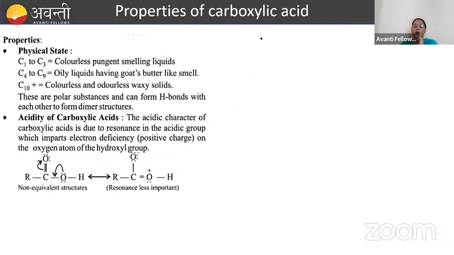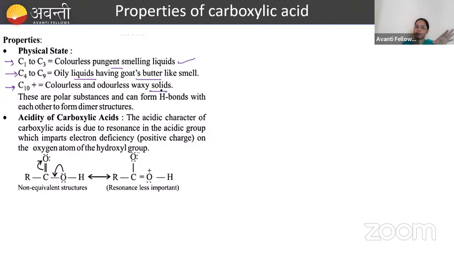Next. So what are the properties of these carboxylic acid? So physical properties, when you talk about the physical state of these carboxylic acid molecules, you can see that from C1 to C3 carbon containing carboxylic acid, these are colorless, pungent, smelling liquids. They are liquids and they are smelling liquids. Okay. C4 to C9, they are oily liquids having goat's butter-like smell. So if goat's butter is there, the smell of that will be similar to the oily liquids of C4 to C9 carboxylic acid. Next, C10 plus, colorless and odorless waxy solids.